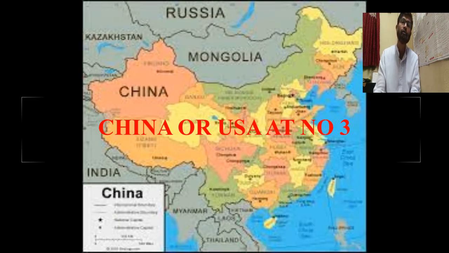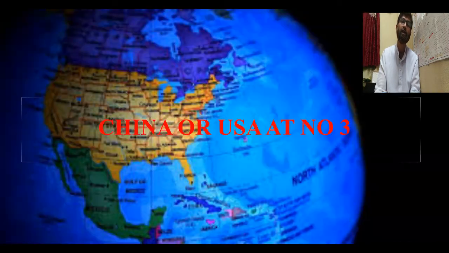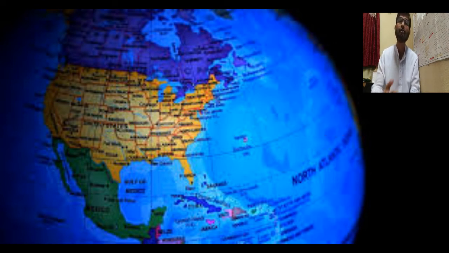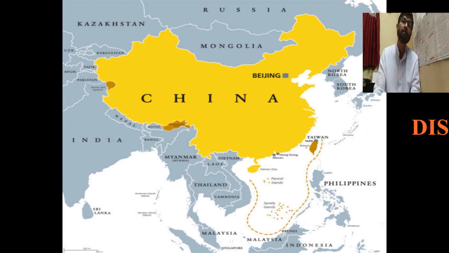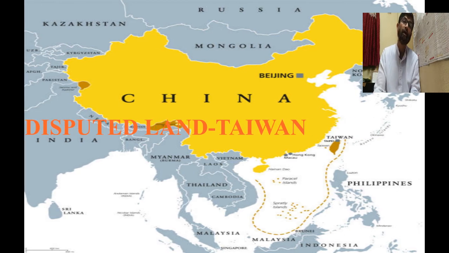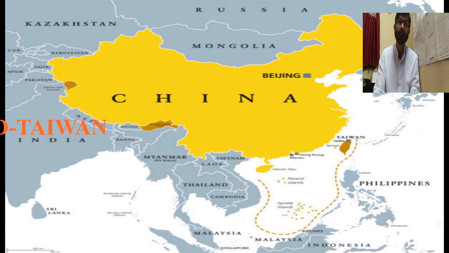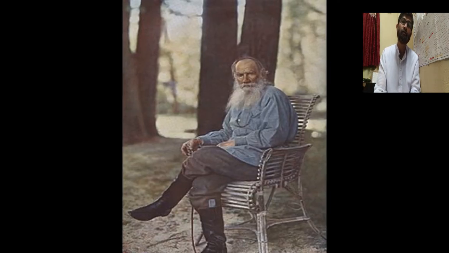Let me clarify one more thing. You see that few websites place China number 3 and a few place number 4. Why does it happen? If disputed lands are added to China, then China occupies third place. If they are not added, China occupies fourth place. Hopefully you got it.